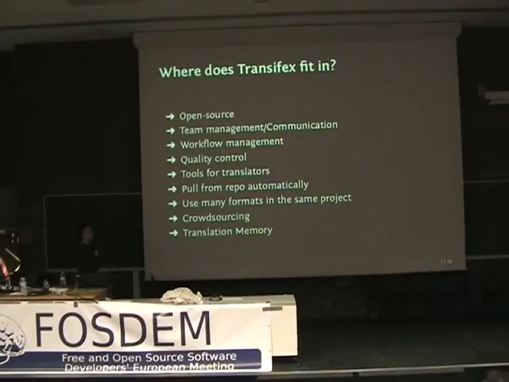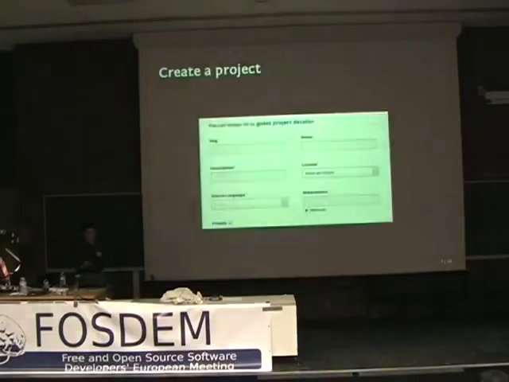It can also pull from your repo automatically, so you just set up Transifex. You point it to your repository, like in GitHub or whatever, and have Transifex pull your PO files automatically and update all those resources. You can also use many formats in the same project, and with Transifex, it is very easy for developers to contribute to your translations. The process is very easy, and it also offers some translation memory, which allows you to use previously matched translations for the strings you want.